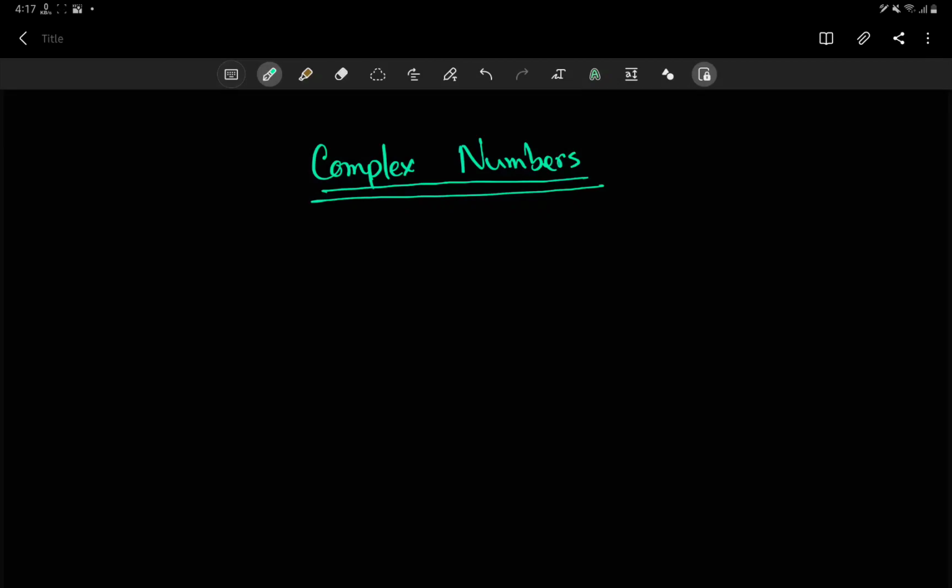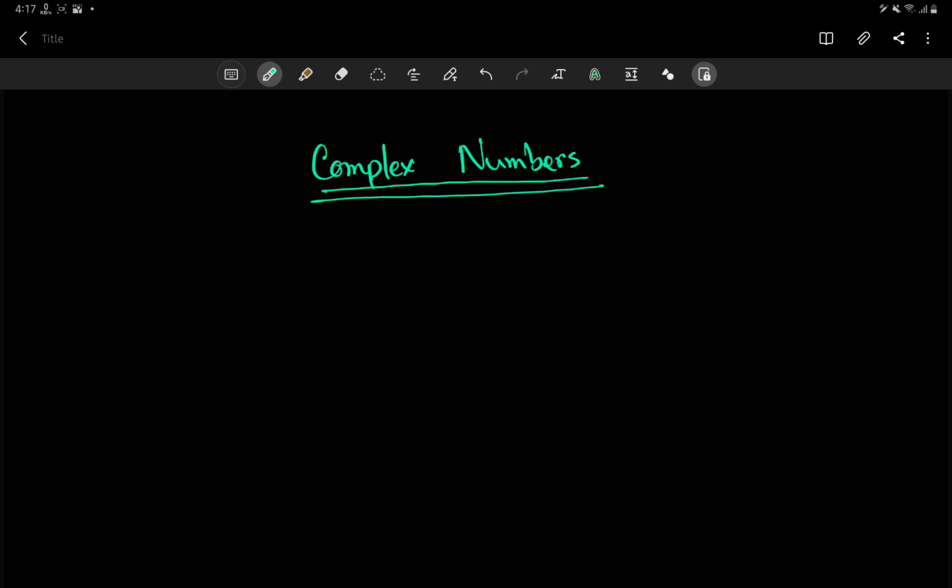Okay, so let's talk about complex numbers. This is a review of complex numbers, and there are some new things you have if you haven't seen already. So we are going to go through them. Okay, so first of all, what is a complex number?